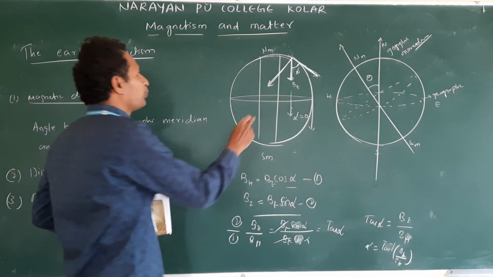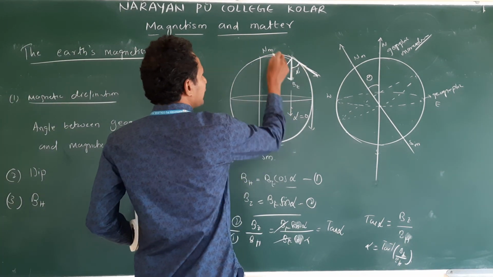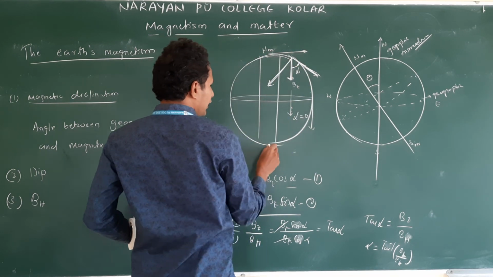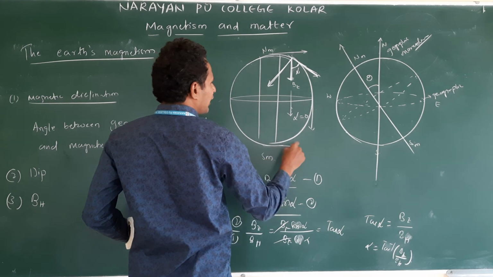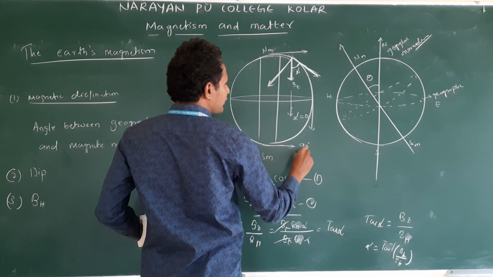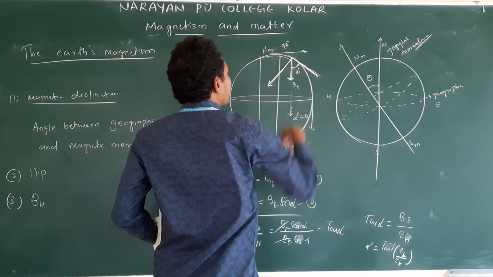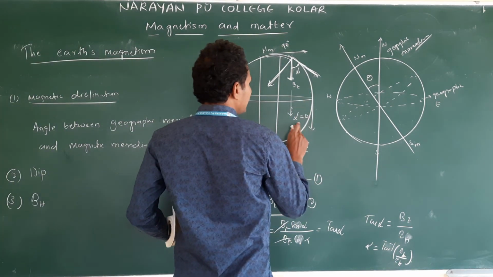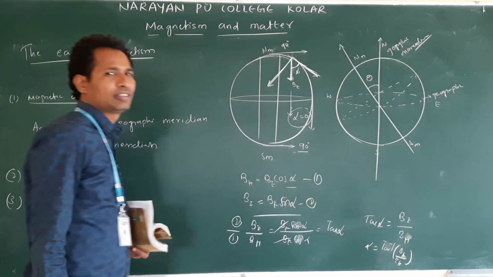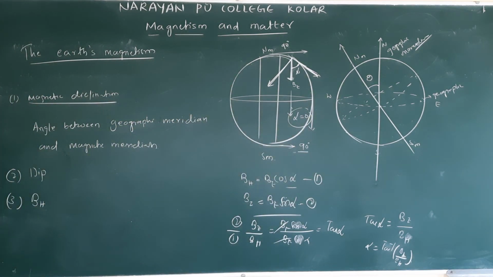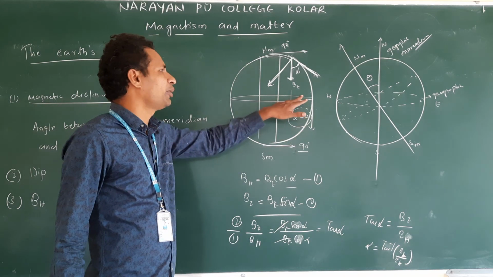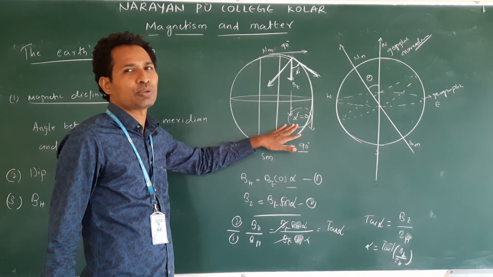Clear? If you go to the poles, the field direction is like this, you draw the tangent. It is here also the same. At the poles, dip is 90. Clear? At the poles, dip is 90. But at the equator, dip is 0. This we can expect for 1 mark: where the dip is maximum and minimum. Maximum at the poles, that is 90 degrees. Minimum at the equator, that is 0.